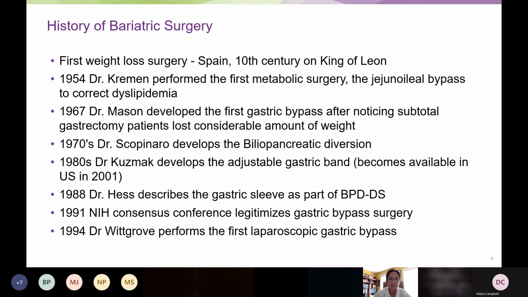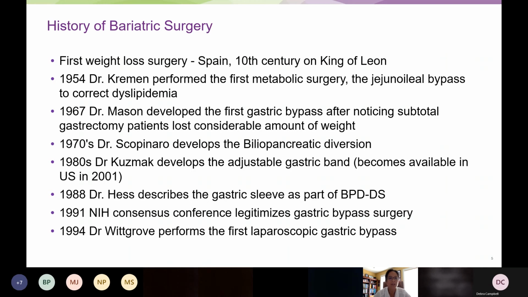In 1967, that was the year I was born, the gastric bypass was invented by Dr. Mason. He did this after he noticed that when he was doing subtotal gastrectomies on people for ulcers or for gastric cancer, people would lose a considerable amount of weight and had trouble keeping the weight on. When that happened, he realized, hey, I found a new way to help people lose weight and keep their weight off. That's when gastric bypass started being used for weight loss surgery.